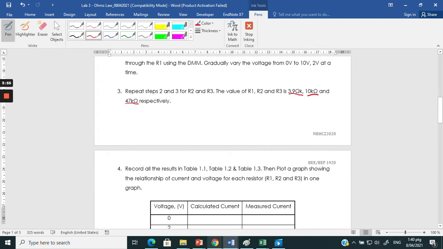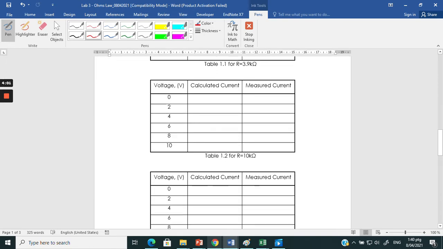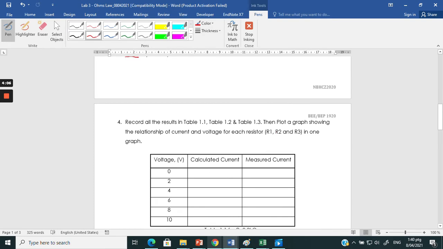What is step number 4? Record all the results in tables 1.1, 1.2, and 1.3. Then plot a graph. Make sure you plot a graph showing the relationship of the current and voltage for each resistor R1, R2, and R3 in one graph.